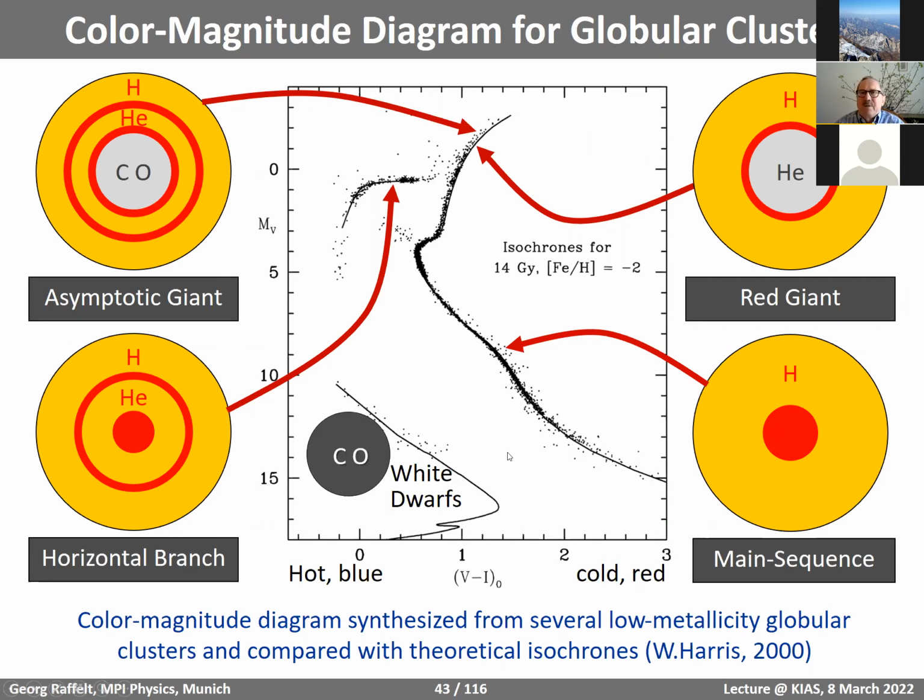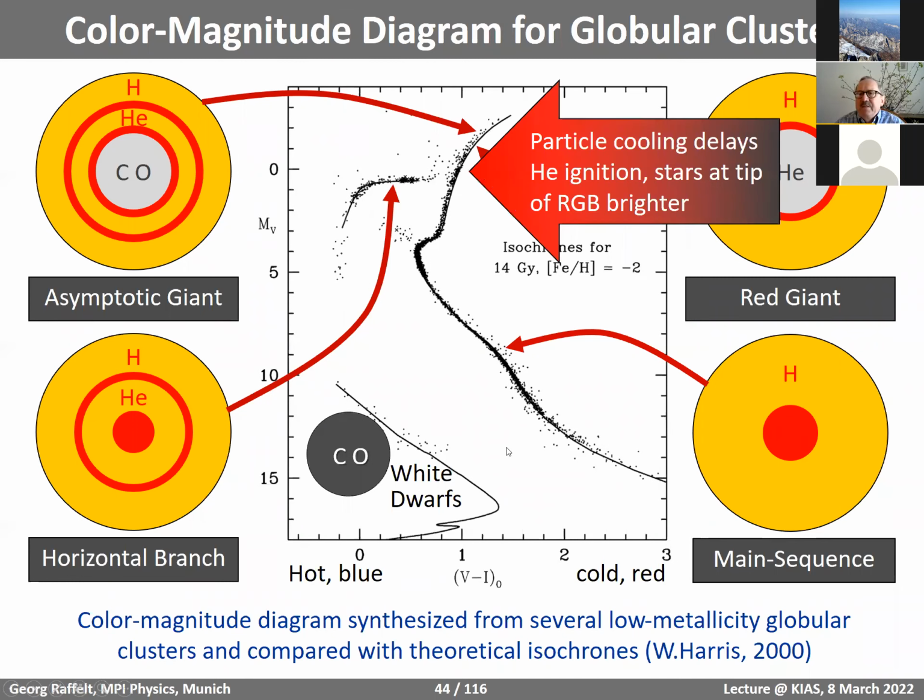Now, how can we learn about elementary particles? Well, one point is very easy. If you have particle cooling, axion cooling for example, in this region here, then this helium ignition is delayed. Helium ignites even later, and so the red giant branch extends to even brighter stars. It ignites helium at a greater density, and that's an old argument.